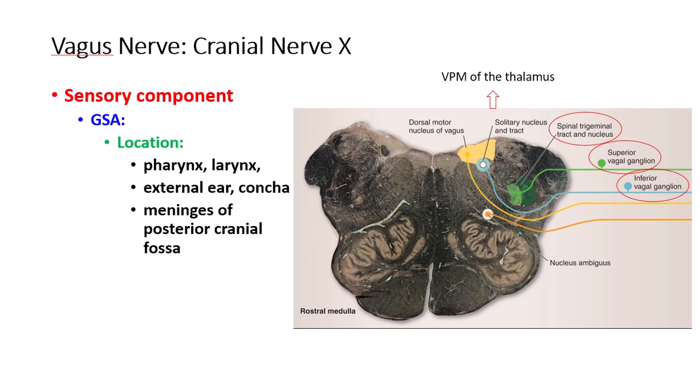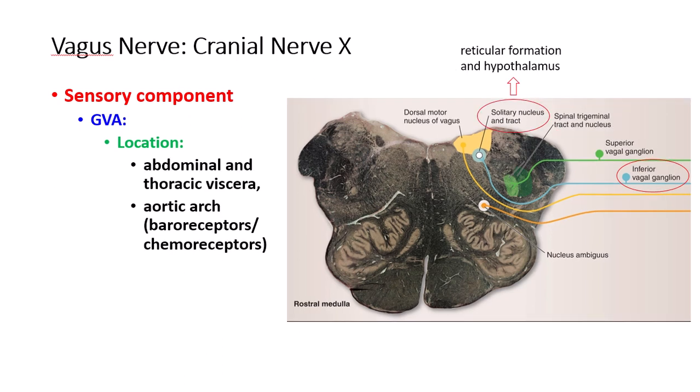As we talked about before, VPM is getting sensory information from the face, and VPL is getting sensory information from the rest of the body. And from the thalamus, it goes to the parietal lobe of the cerebrum, and then you can feel the sensation. So this is another one, still in the sensory. This is the next slide.